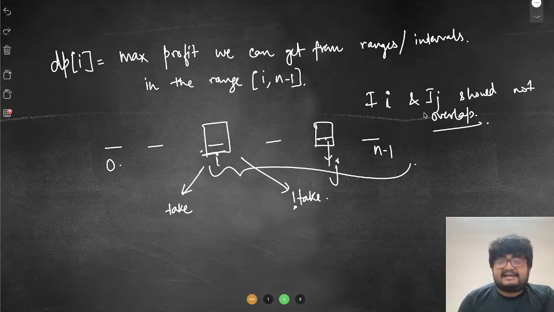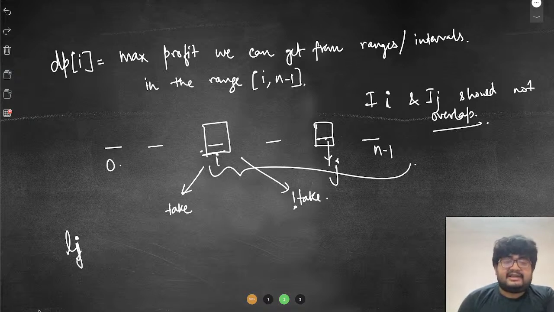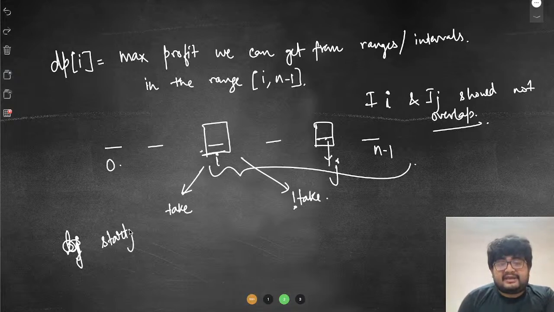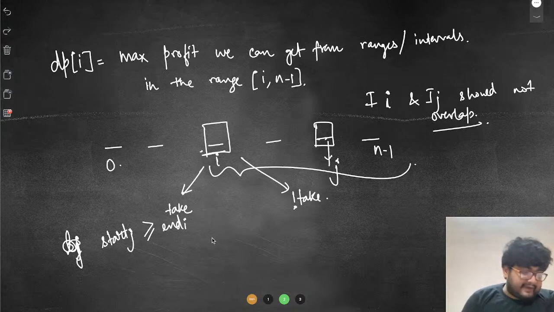What is the condition? They should not overlap. The L value for j, the starting point of j, where L means start, should be greater than or equal to the end of I. Only then will they not overlap.